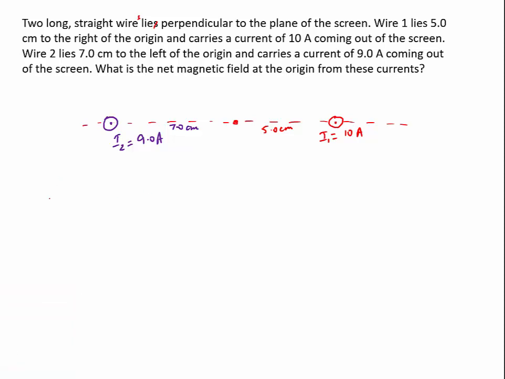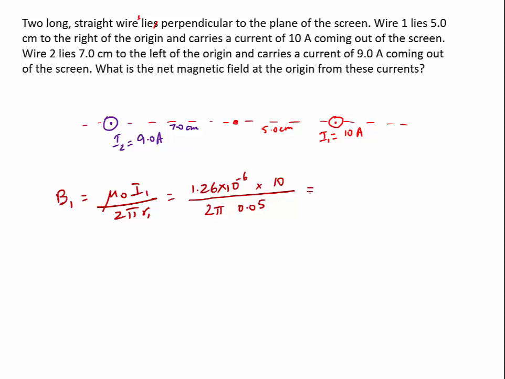So for wire 1, I will determine B1 first. So B1 would be mu naught I1 over 2 pi R1, and these values are 1.26 times 10 to the negative 6 Tesla meter per amp for the constant, times the current, in this case 10 amps, divided by 2 pi, and R1 in this case is 0.05 meters. And all the units will cancel, leaving Tesla. And when you punch this into your calculator, you will get 4.0 times 10 to the negative 5 Tesla. So that's the magnitude of B1.